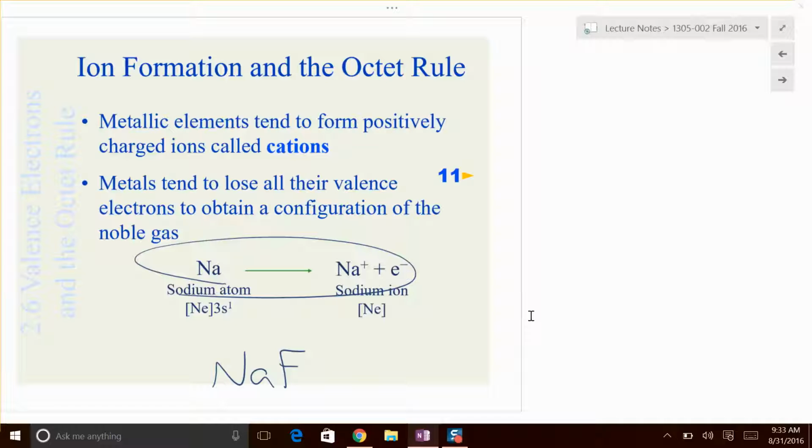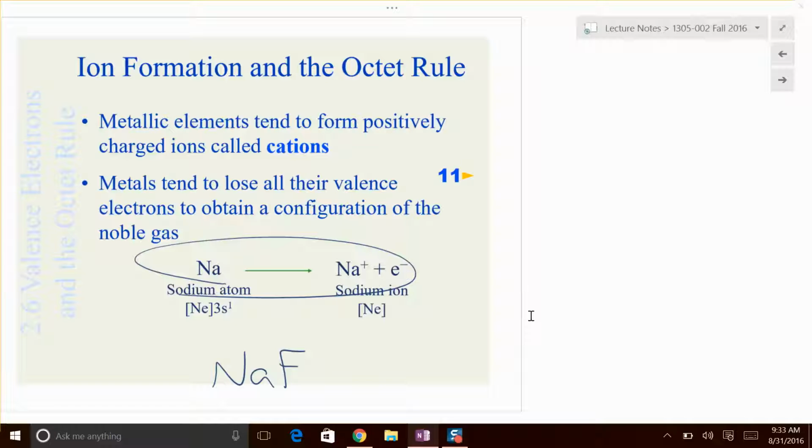So sodium, in this example, has how many valence electrons? 1. It wants to obtain a stable electron configuration. How's it going to do that? It's going to lose that electron. It's going to get rid of it. Because its other option is to gain 7. It's not going to do that. Because if I lose 1, I have 11 electrons. If I lose 1, now I have 10. Now I am mimicking neon. That's where I want to get. So that's what it's going to do.